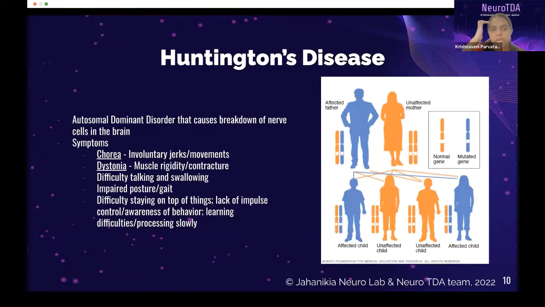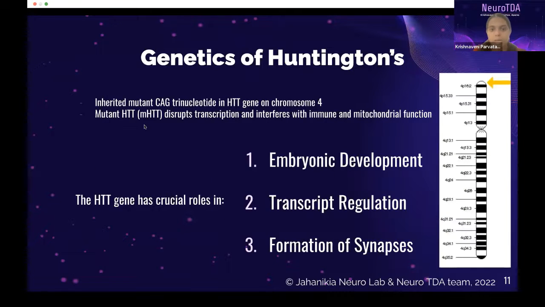It causes the breakdown of nerve cells in the brain, and its symptoms include chorea, which is involuntary jerks or movements, dystonia, which is muscle rigidity or contracture, difficulty talking and swallowing, impaired posture and gait, difficulty staying on top of things, lack of impulse control or awareness of behavior, and learning difficulties or slow processing. The genetics behind Huntington's disease include an inherited mutant CAG trinucleotide repeat in the HTT gene on chromosome 4, which is shown in the picture on the right of the slide.